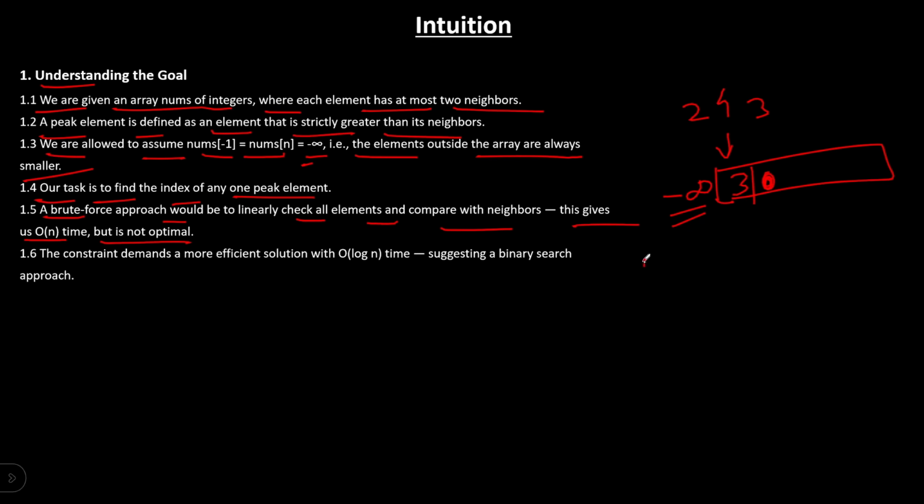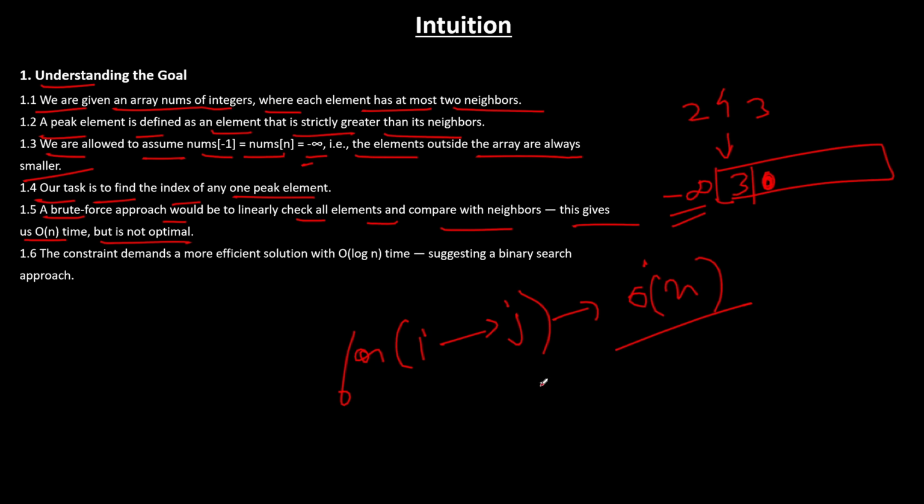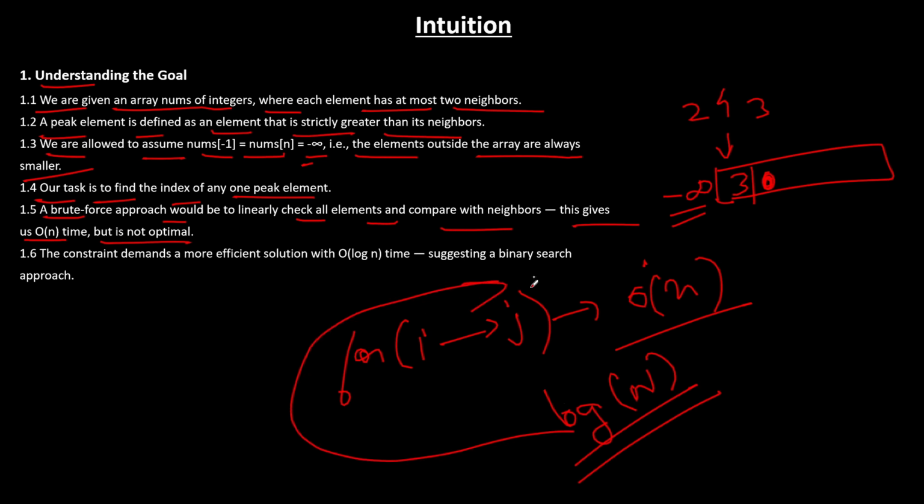So why? Because if you go for an O(n) solution, i to j, then it will take time complexity of O(n), because you're iterating the complete array. Fine. And this is a brute force solution, but it can also be explained to the interviewer. But since the question specifically says that it should be completed in log n time complexity, this directly points to only one concept, which is binary search.